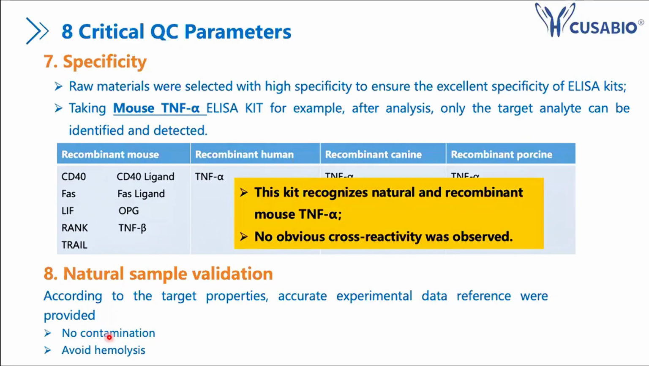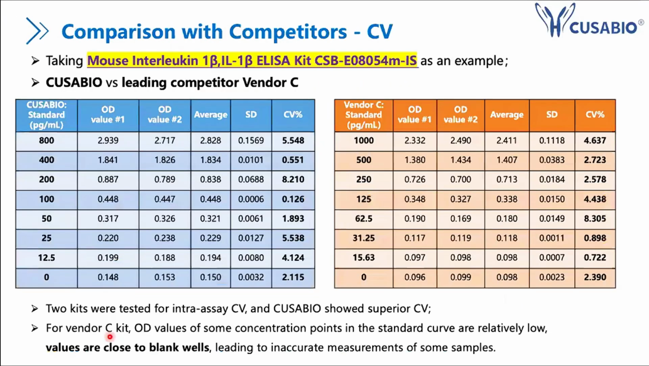So from here, I have introduced the 8 critical QC parameters with high performance. Then I will show you several comparison cases between us and our competitors. The first comparison is between CUSABIO and the competitor, vendor C. The kit we used as an example is the mouse interleukin-1 beta, the IL-1 beta ELISA kit.